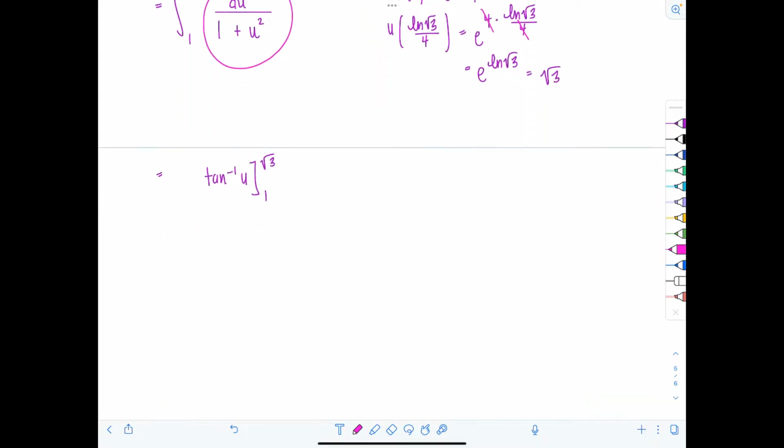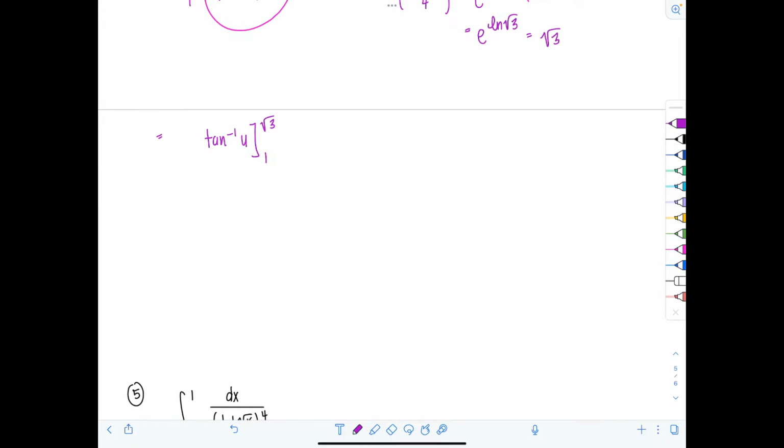And now it's time to evaluate it at the limits of integration. So we've got tan inverse of rad 3 minus tan inverse of 1. Don't embarrass yourself by trying to grab your calculator right now. It's really just shameful. So tan inverse of rad 3, imagine your unit circle. Tan inverse is restricted between negative pi over 2 and pi over 2. So we're going to be in quadrant 1. When is tangent equal to rad 3? At pi over 3.